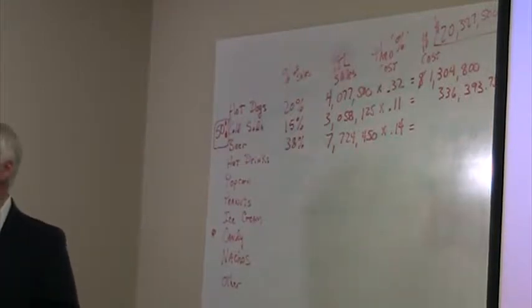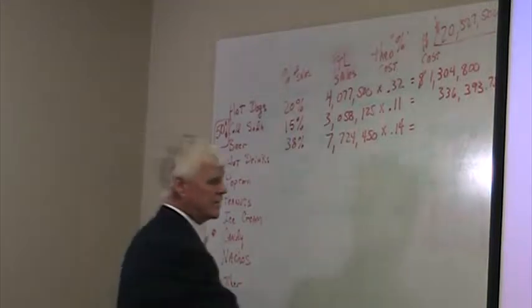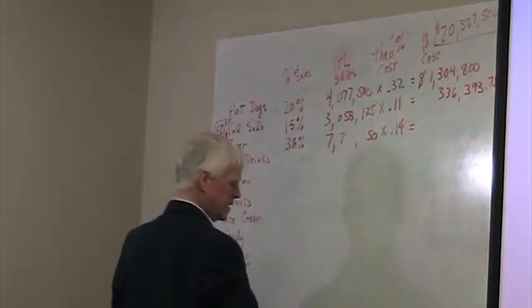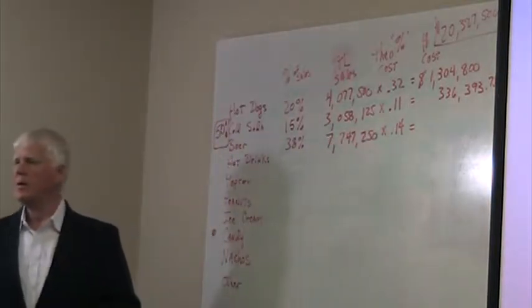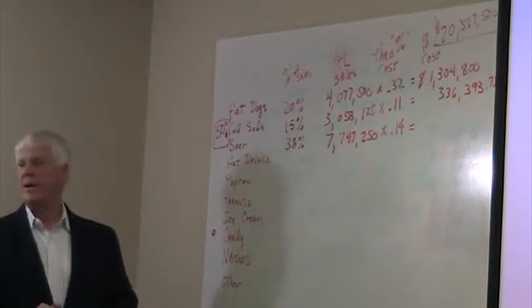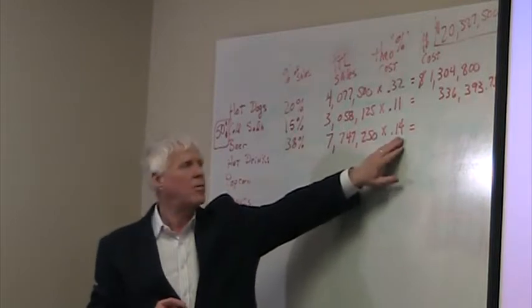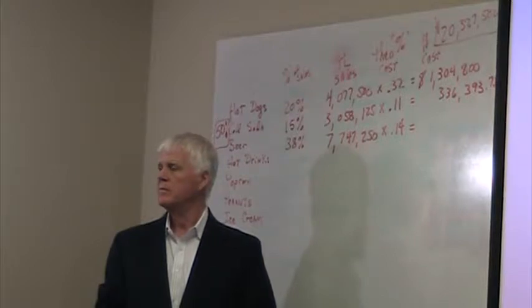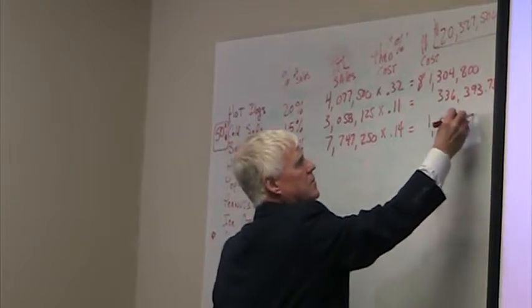Okay, wait. For total sales on beer, I got 7,747,250. Yeah, that's what I got. Okay, so repeat that. 7,747,250. Might have just missed a number, or maybe I didn't hear you and you said it right. Okay, times 14%. And what is that number? $1,084,615. Good.